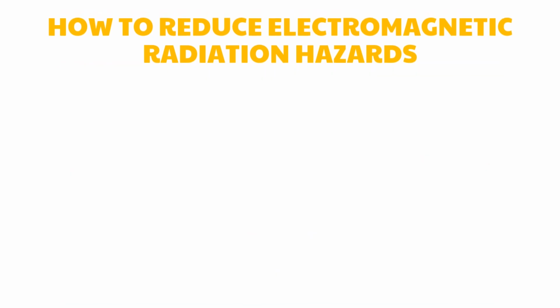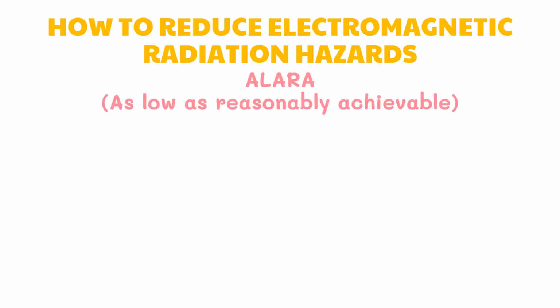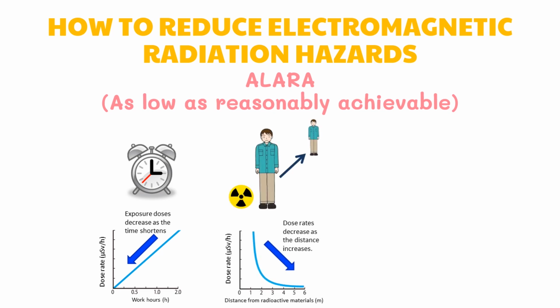The guiding principle of radiation safety is ALARA. ALARA stands for as low as reasonably achievable. This principle means that even if it is a small dose, if receiving that dose has no direct benefit, you should try to avoid it. To do this, you can use 3 basic protective measures in radiation safety: time, distance, and shielding.